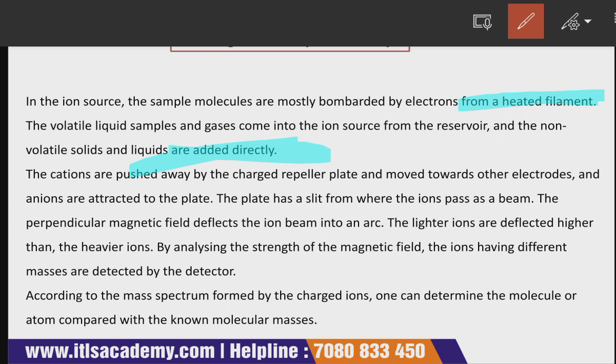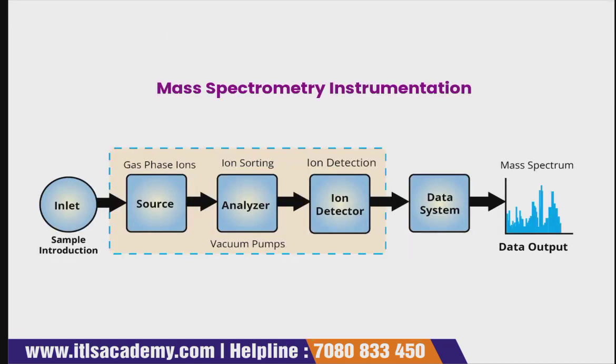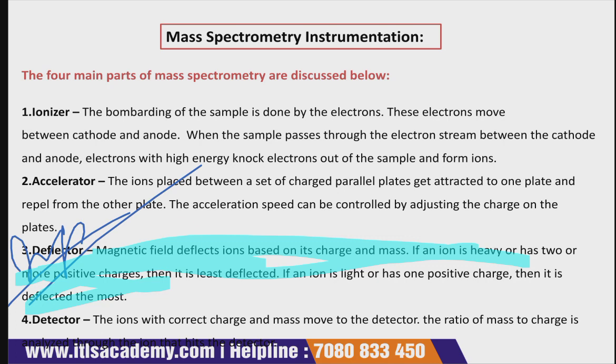We have discussed the slit in our previous lectures also. The main function of the slit is to let the ions pass in the form of a beam. Here a perpendicular magnetic field is applied, which deflects the ion beam into an arc. So the lighter ions are deflected more than the heavier ones. The reason for this we have discussed earlier.